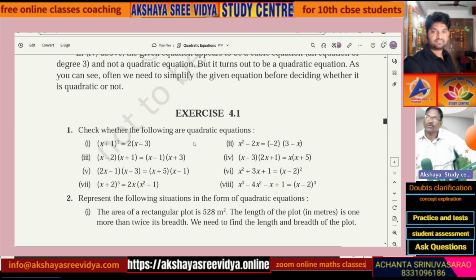x is the variable. The highest power of the variable is 2. So that is called a quadratic equation. So check whether the following are quadratic equations. Each and every problem I solve. And the second problem: represent the following situations in the form of a quadratic equation.